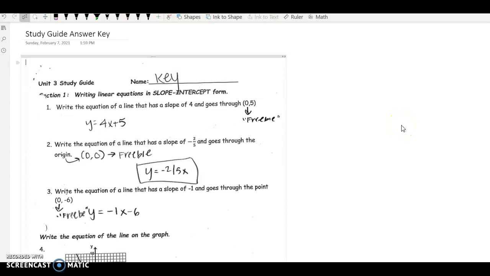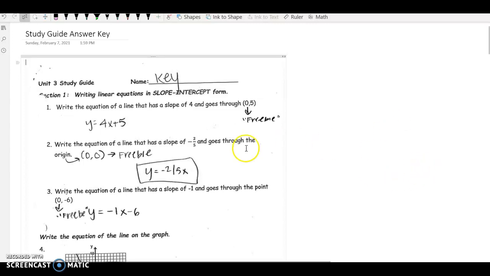All right, guys. So the answer key for the first part of our Chapter 3 study guide is here in your OneNote. I'm going to go ahead and record the video as promised, just going through some major thoughts and things to remember, okay? So Section 1 was all about writing equations in slope-intercept form. You know slope-intercept form is y equals mx plus b.